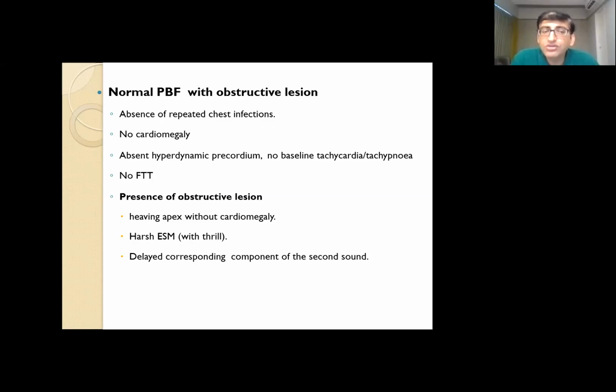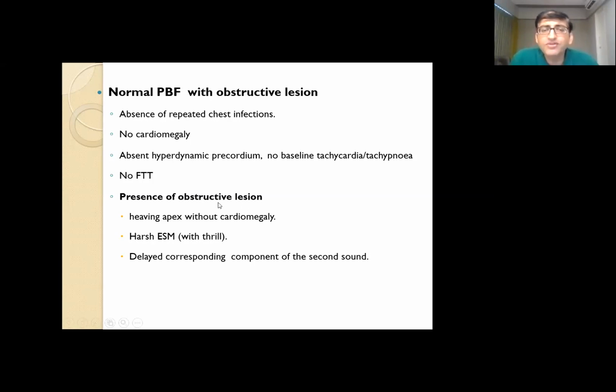So the heart has to work more when it has to eject a large volume of blood, and hence there will be failure to thrive. But in patients with obstructive lesions, these patients have only pressure overload, and that is counteracted by hypertrophy of the right ventricle and not by increased basal metabolic rate of the body. And hence, these patients will not have failure to thrive.